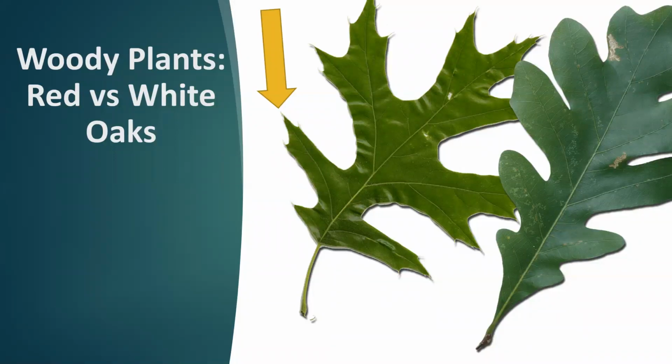At the end of these lobes, they have what botanists call bristle tips. So they're just this little hair-like projection at the tip of that lobe that is only present on members of the red oak group. So if you ever see those bristle tips and those sharply tipped lobes, that's going to instantly tell you that that is in fact a red oak, or an oak species in the red oak group.